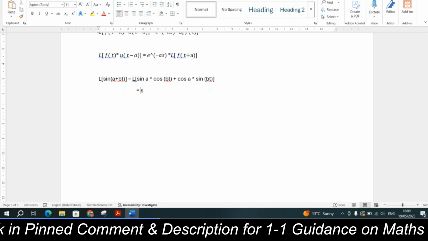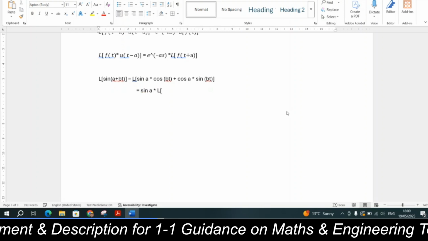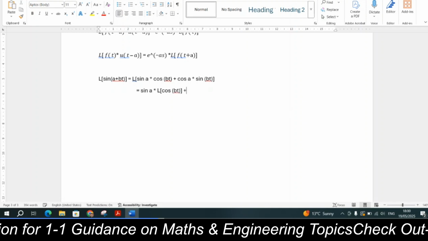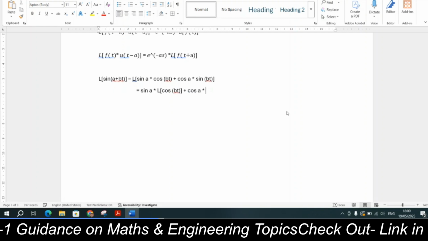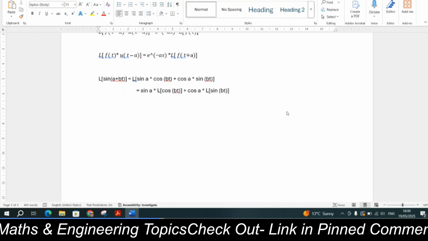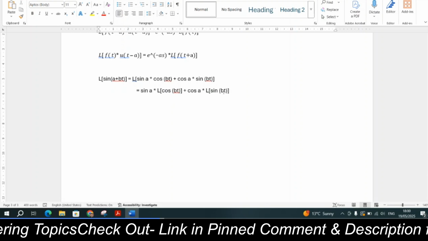This is what is happening. Then what happens is you do the Laplace transform of the first term plus the Laplace transform of the second term. So it will be sin A multiplied by the Laplace transform of cos bt, and plus cos A into the Laplace transform of sin bt.